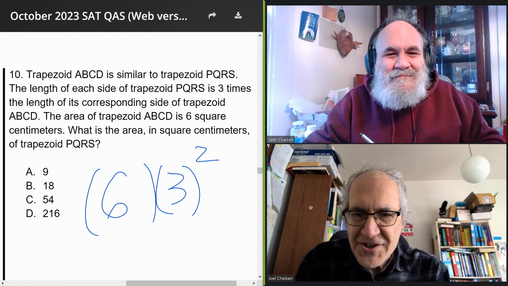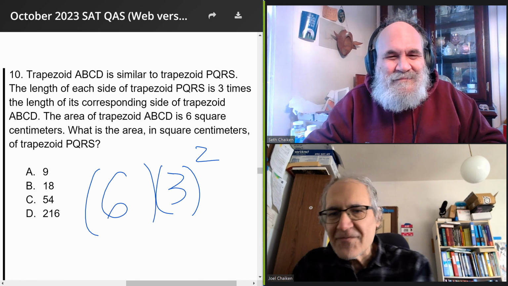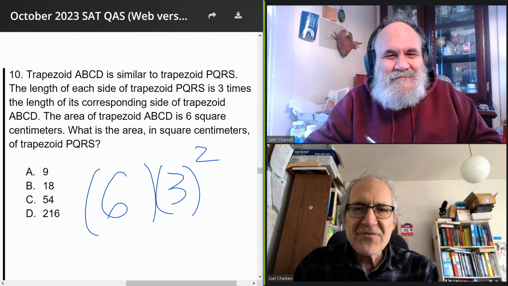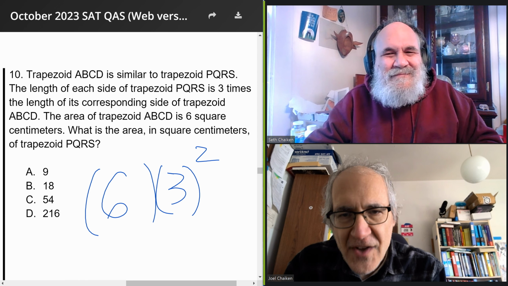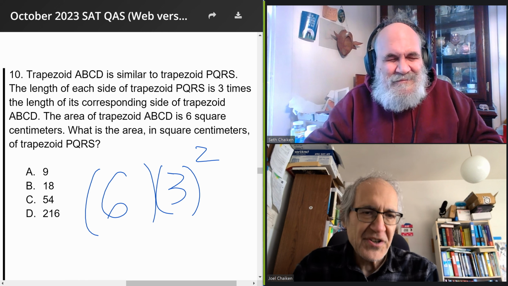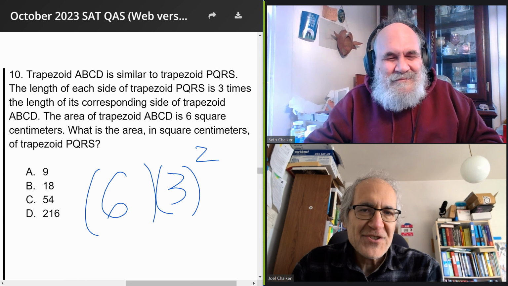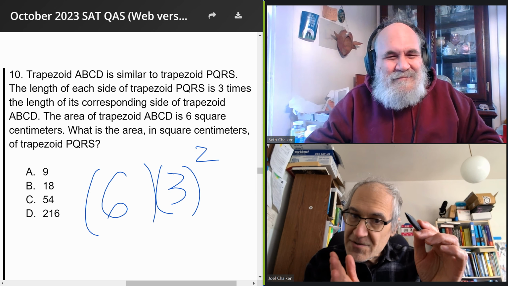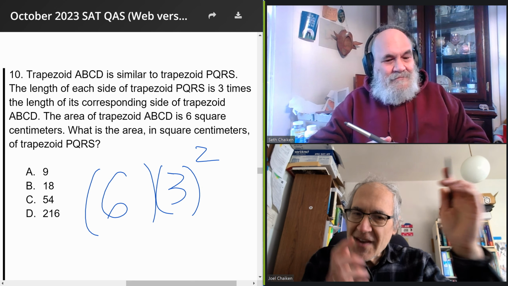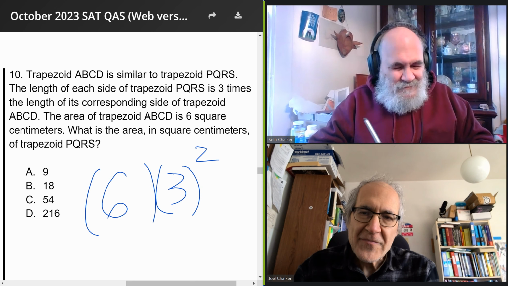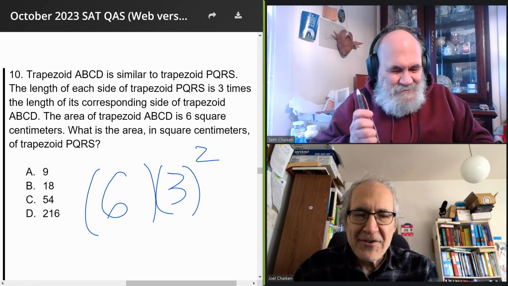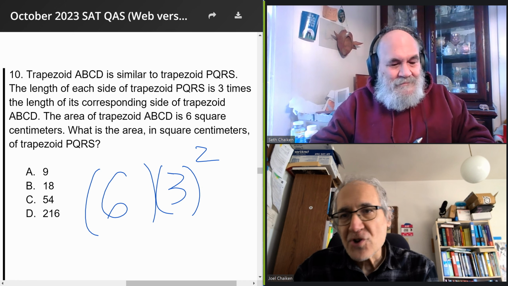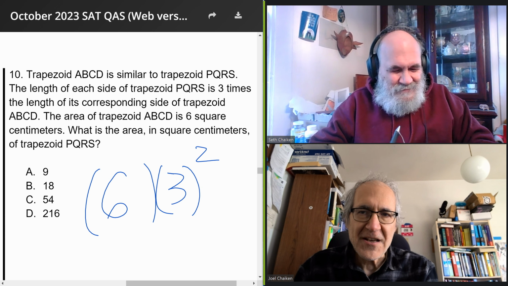Teachers love this question. People who make tests love this question. When you have similar figures, the area goes up as the square of the proportionality constant. If it's 3 times bigger lengthwise, area is 3 squared times bigger. So that's the answer.